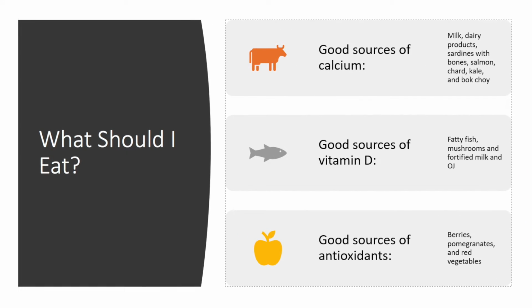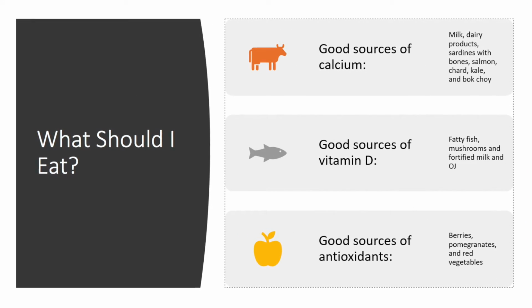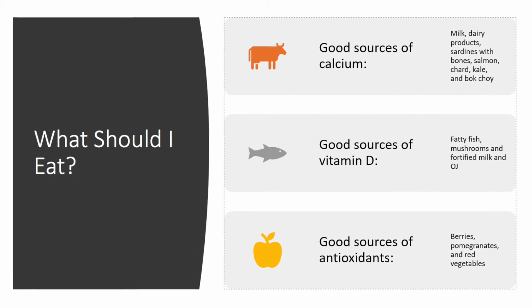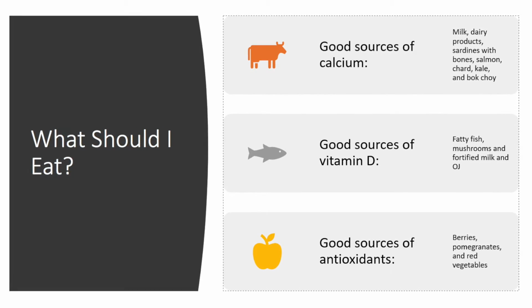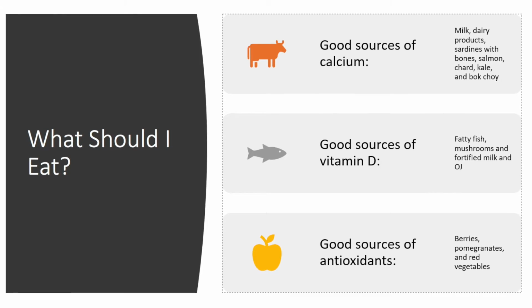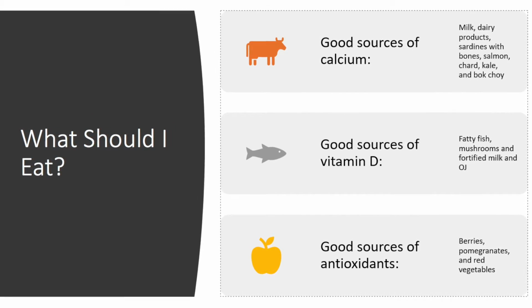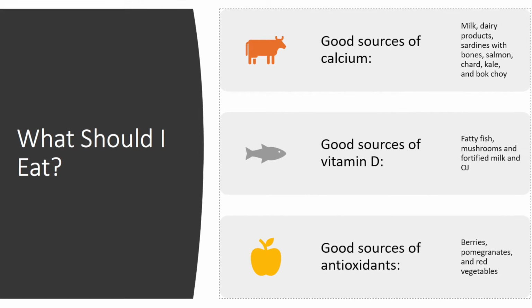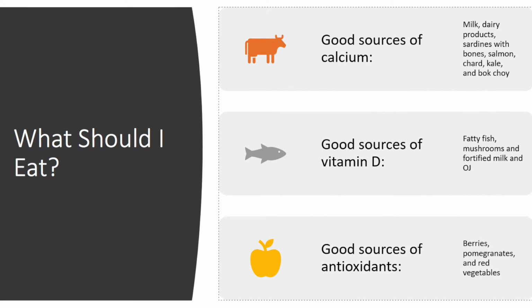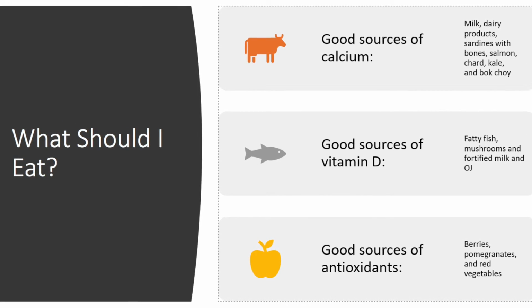So what should I eat? Well, good sources of calcium include milk and dairy products, sardines with bones, salmon, chard, kale, bok choy, and good sources of vitamin D include fatty fish, mushrooms, and fortified milk and orange juice. Good sources of antioxidants also include berries, pomegranates, and red vegetables.